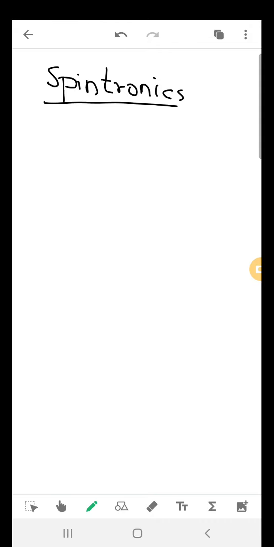Today I will give a lecture on spintronics. I've given previous lectures on spintronics, so I will introduce it and then talk about a specific spintronic device. Spintronics, as the word suggests, is spin-based electronics. That means it deals with spin-dependent properties of an electron instead of charge-dependent.